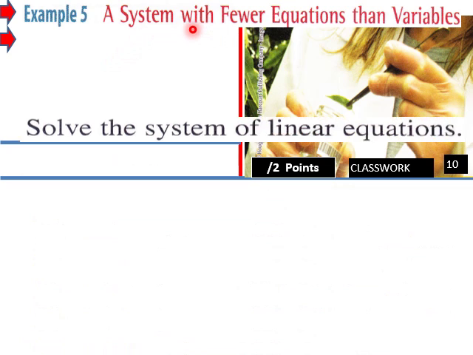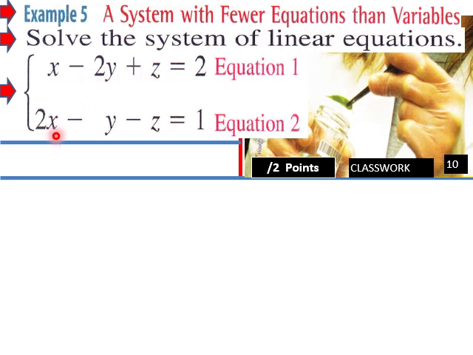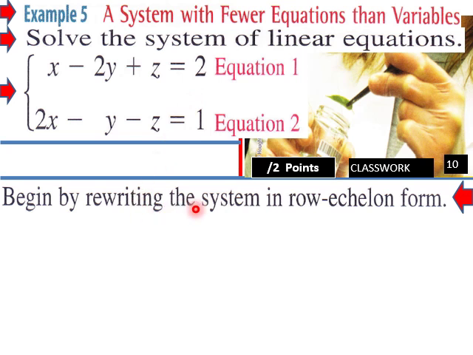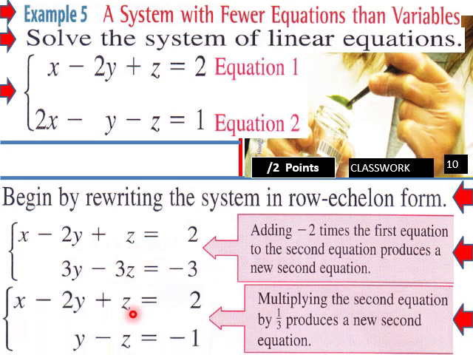A system with fewer equations than variables. Solve the system of linear equations. So we have 3 variables here with 2 equations, equation 1, equation 2. Begin by rewriting the system in row echelon form. So when we do that, we can get this by adding -2 times the first equation to the second equation, which produces a new second equation. Here's our new second equation. Multiplying the second equation by 1/3 produces a new second equation. Here's our new second equation after we do this step.